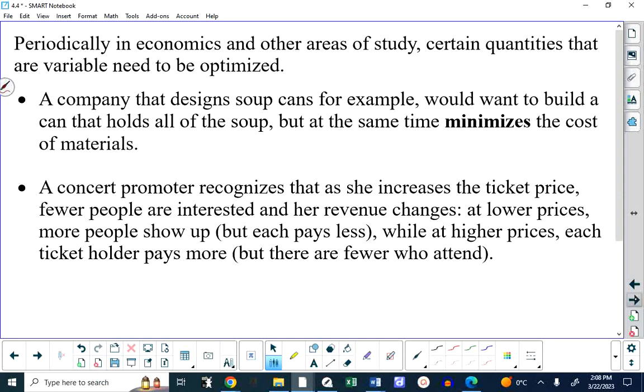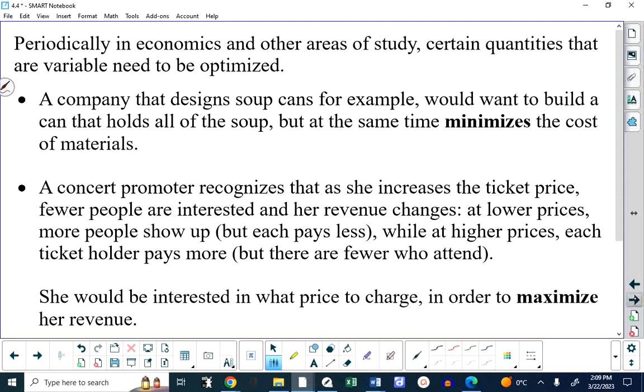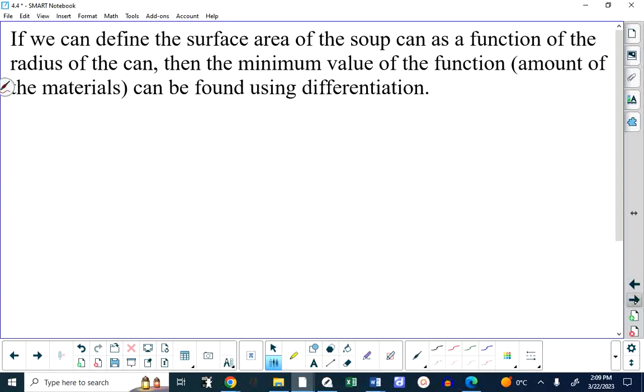Sooner or later, though, you lose so many people that the revenue hits a peak and it starts to come down. So what economists and the concert promoter would be interested in is, well, how much should I charge in order to get the most money out of people? Not the most money out of each person, the most money out of the population of people. And you would be trying to maximize it.